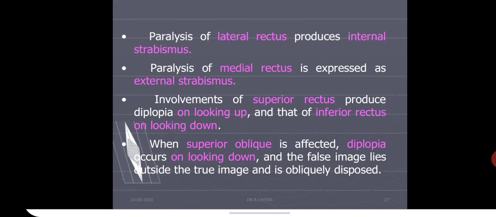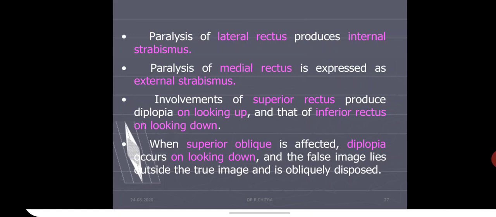Paralysis of lateral rectus: lateral rectus causes abduction, which is now affected. So the eyeball will be rotated medially. It will be called internal strabismus. Paralysis of medial rectus: adduction will be lost. So the eyeball will be rotated laterally. It will be called external strabismus.